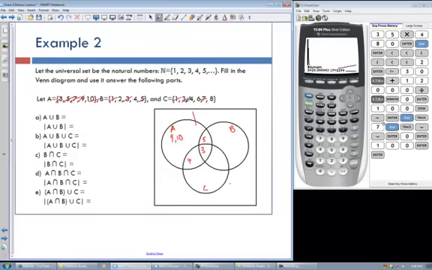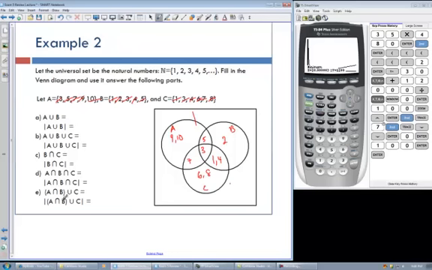1 is in B, C is in B, so that goes here. 2's in B, 2's not in C, so 2's just in B. And 4's in B and 4's in C, so it goes right here, B and C. And finally, 6 is in C and 8 is in C only. And then you can answer all of these questions.